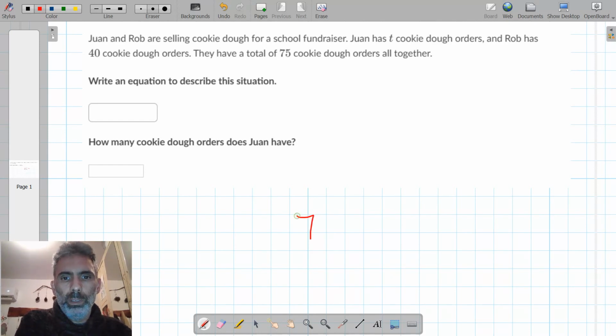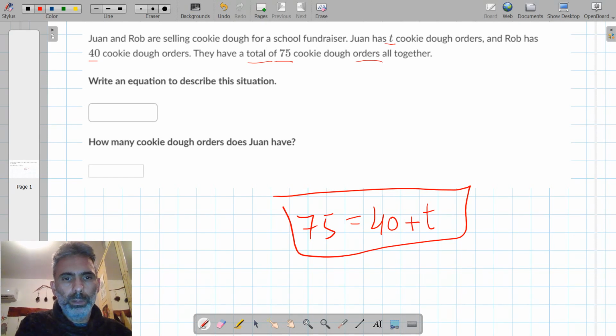Okay, so 75 is the number of total orders that they have, and that equals the number of cookie orders of Rob plus the number of cookie orders of Juan. So Juan and Rob together have a total of 75 cookie dough orders. So this is the equation: 75 equals 40 plus t.